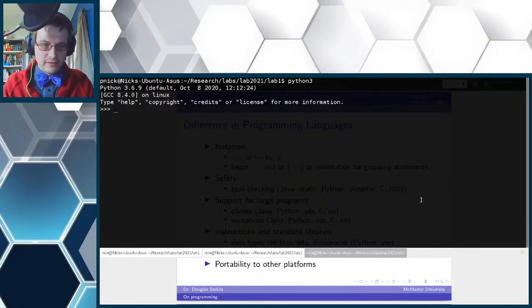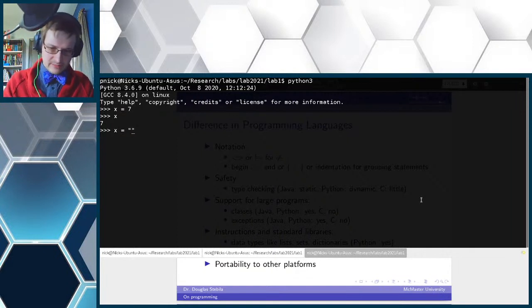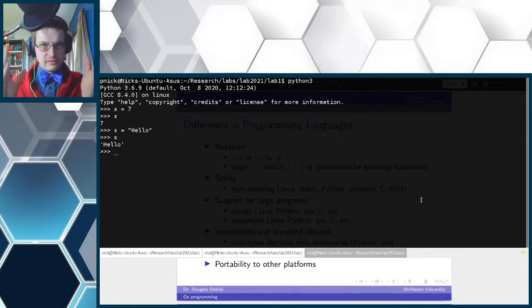In Python, if I have a variable x, I can assign it the value of 7. It's 7. 7 is an integer, right? That is stored in a particular way inside the program. I can then assign it something else, like the string hello. And it just reassigns the data type of x to be a string now. It does that in the background.